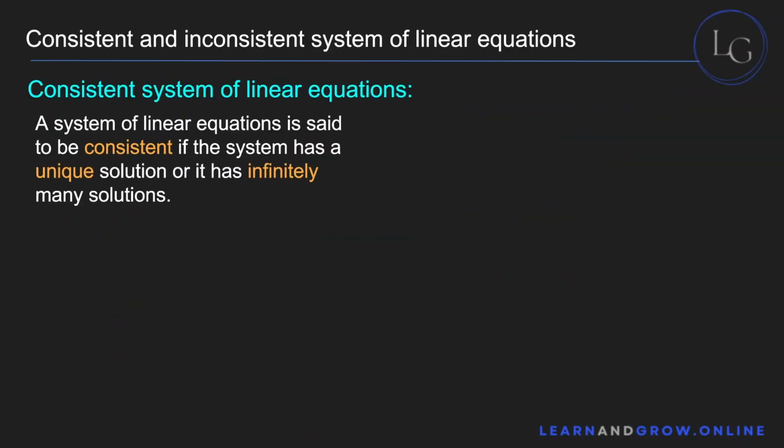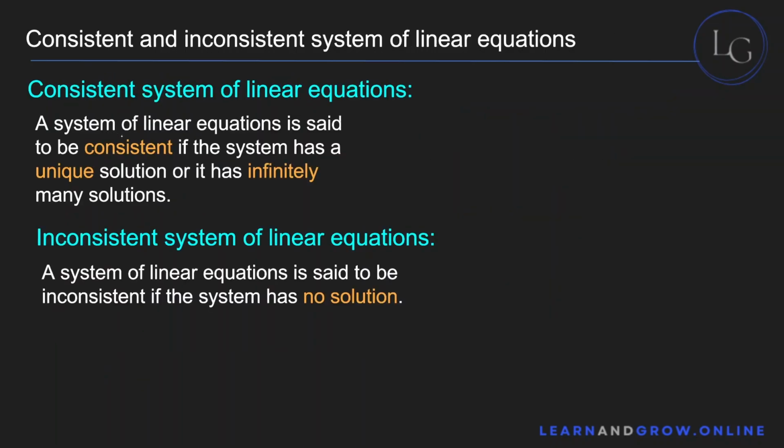Now, consistent and inconsistent systems of linear equations. For a system of linear equations to be consistent, it must have either a unique solution or infinitely many solutions. So let me explain what a unique solution is first. Say you have x plus y is equal to 2 and x minus y is equal to 1. If you solve this, you get 2x is equal to 3, x is equal to 3 by 2. And when you plug that into any one of these equations, you'll get a unique value for y.